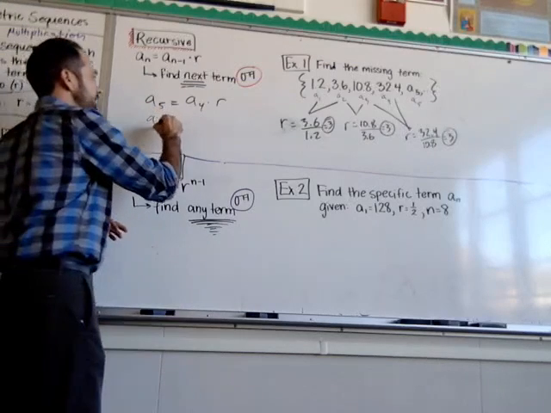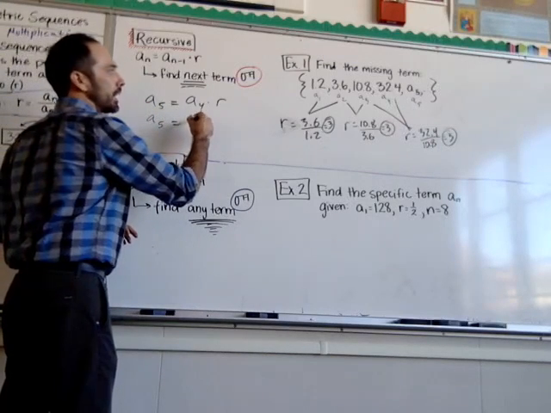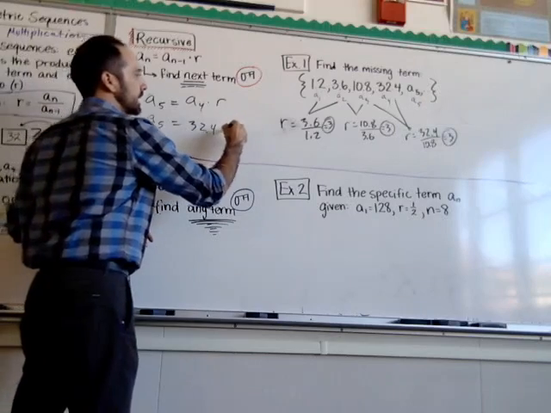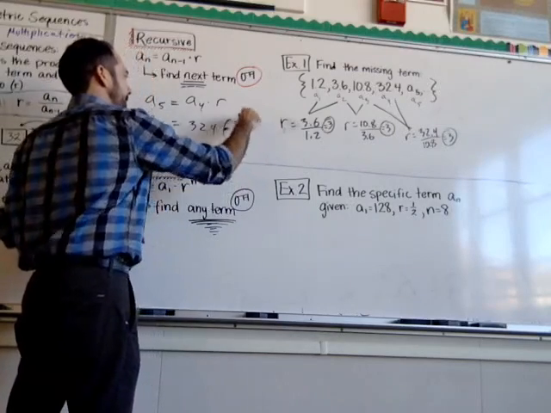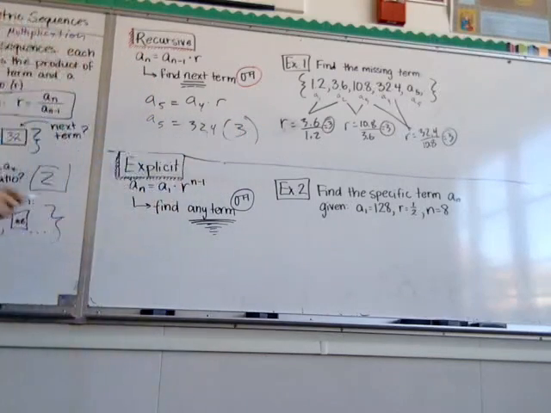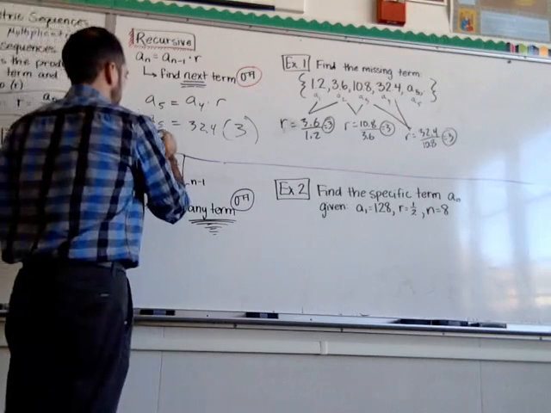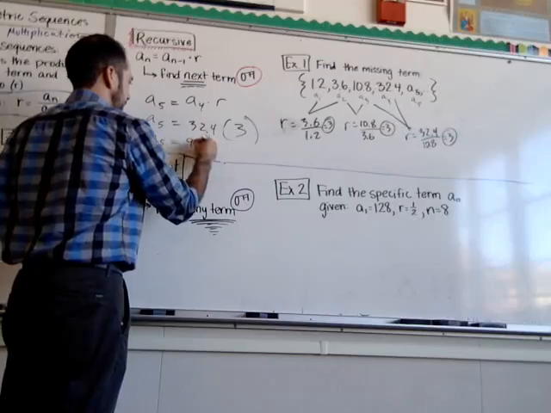We know that a sub 5 is going to be equal to 32.4 times 3. Okay, what was that, 97.2? Yep. A sub 5 is 97.2.